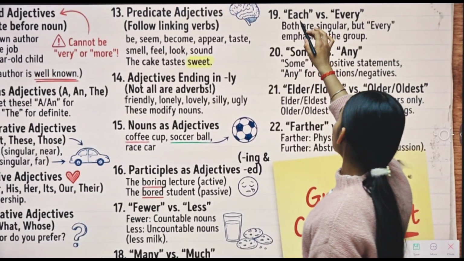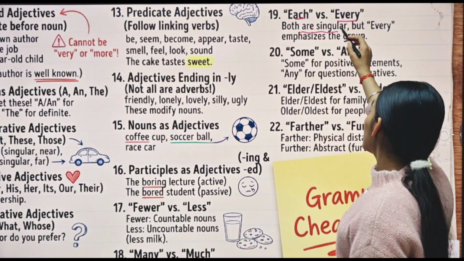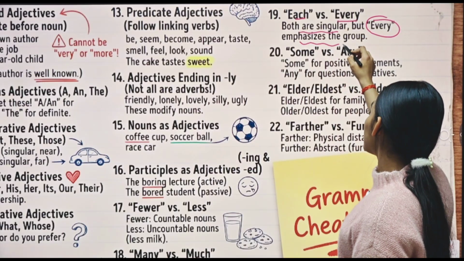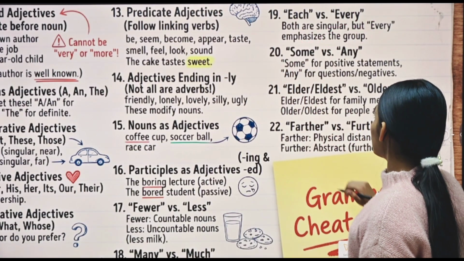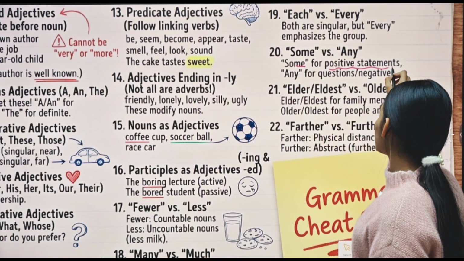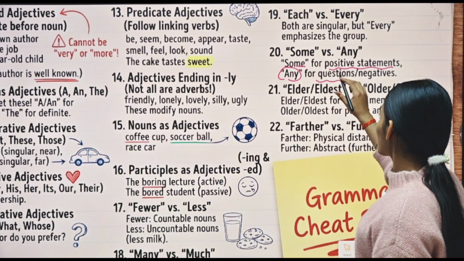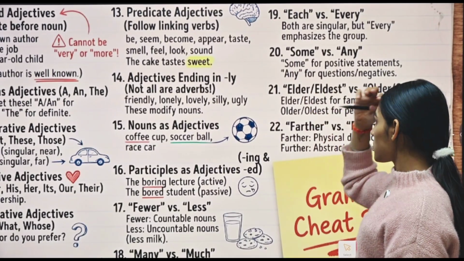Rule number 19 says each versus every. They both are singular, but every is emphasizing the group. Alright. Then we have rule number 20, some versus any. Some is used for positive statements, whereas any is used for questions or negatives. And this one I told you in the last video.